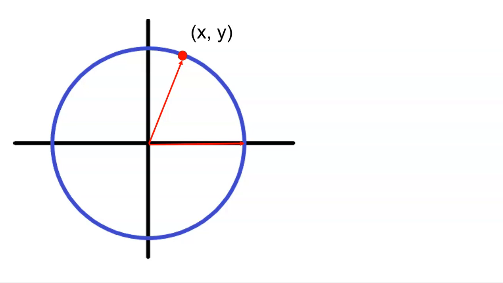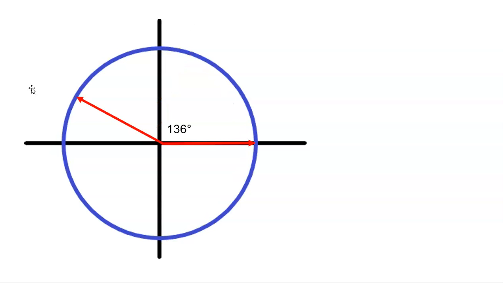Let's look at an example real quick here. If I have an angle that measures 136 degrees and I have a circle, I obviously land at a point. That point is (x, y). Now, before I do anything, I need to know the radius of this circle. So let's just say the radius of this circle is 8. So how do I find that point?